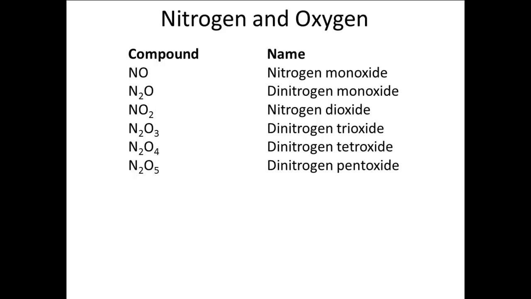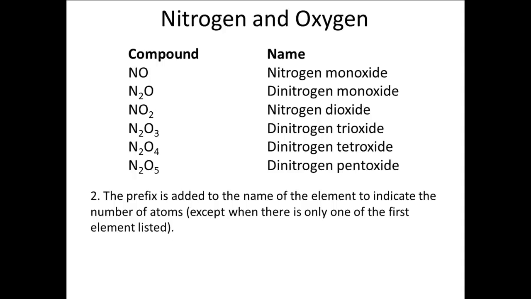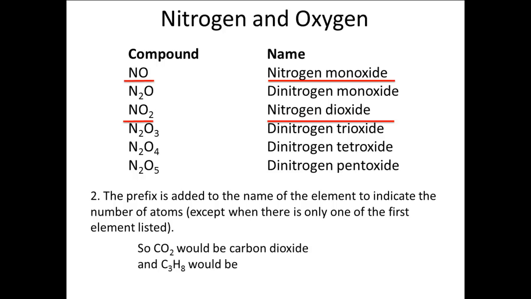The second thing to notice is that the prefix indicating how many atoms are present in the molecule is added to each name except when there is only one of the first element. So the compound CO2 would be called carbon dioxide, and the compound C3H8 would be called tricarbon octahydride.